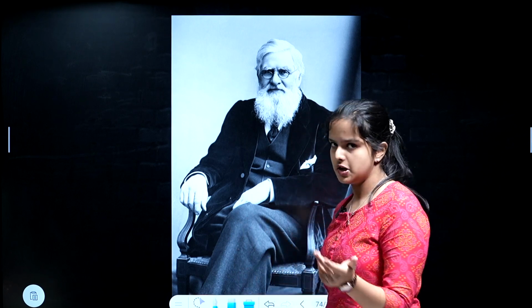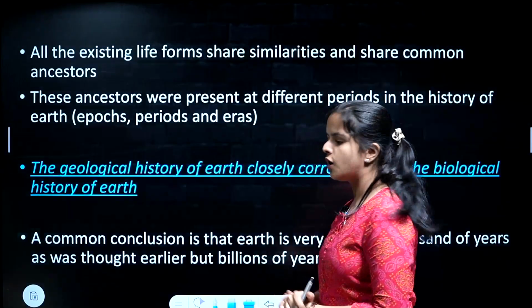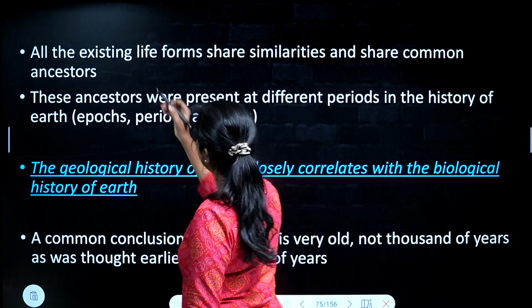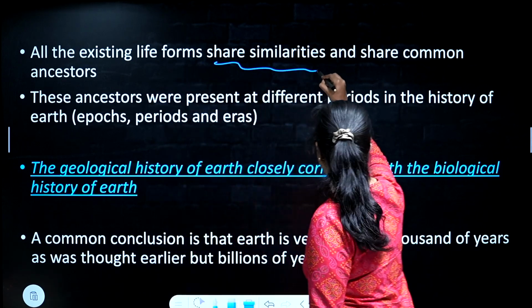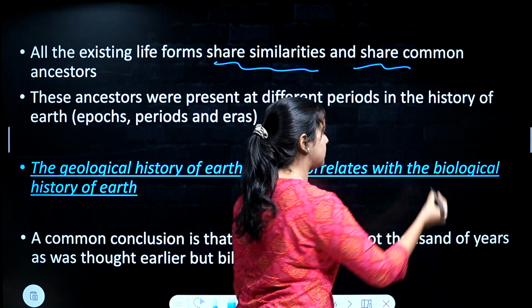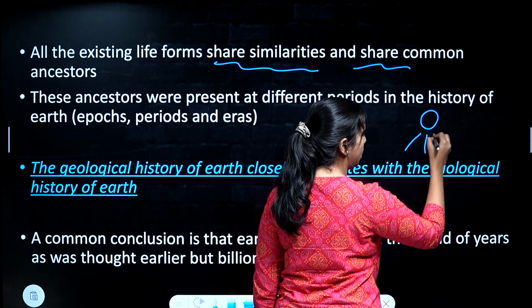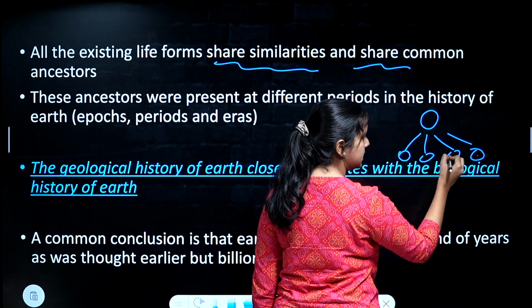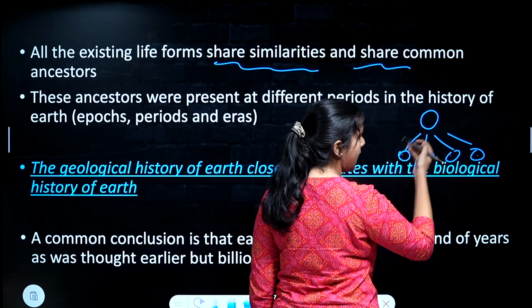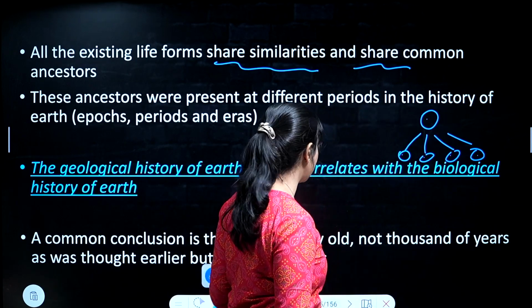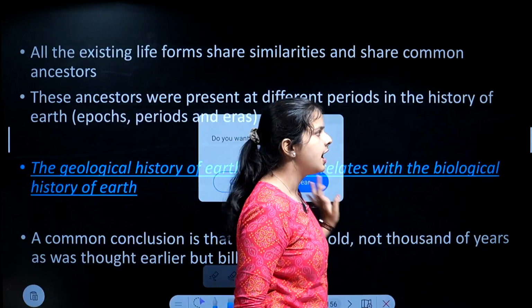So that was the theory of evolution by Charles Darwin, and from this theory we also got to know about a lot of different concepts. We got to understand that all the existing life forms share similarities and share common ancestors. That means they were a single organism, and all the rest of the organisms developed from this organism, and in that way the organisms that you see today originated from a single ancestor. So we got to know about topics like this from Charles Darwin's theory of evolution.